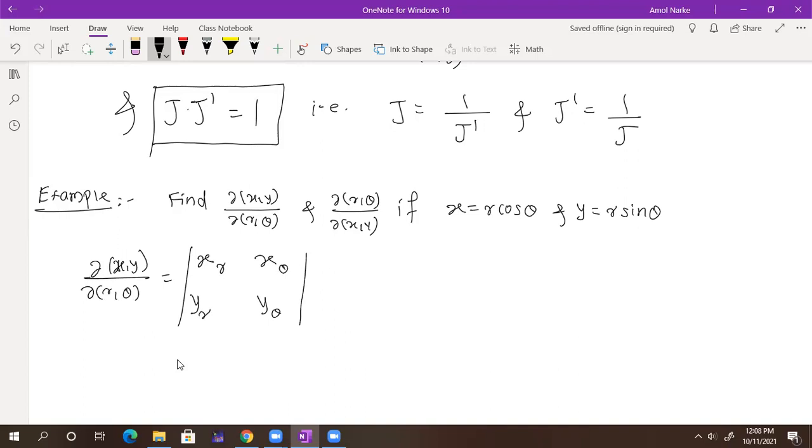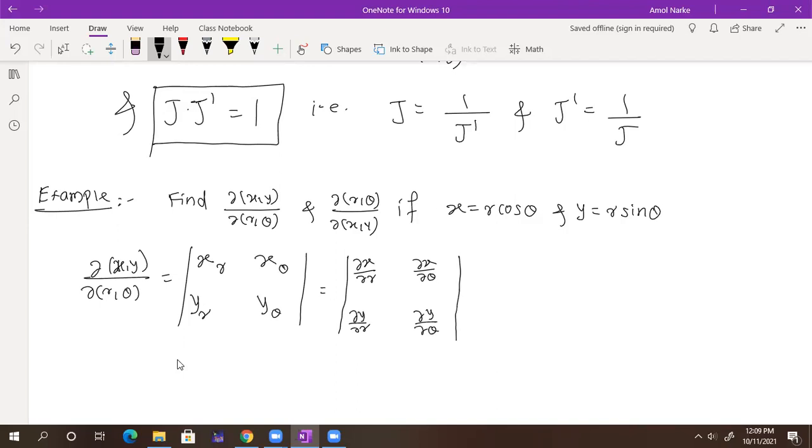Everyone knows this notation? If we have f of x comma y, then what is fx? The partial derivative of f with respect to x. That is what I did, no? Partial derivative of x with respect to r, partial derivative of x with respect to theta. For your purpose, I'm going to write it one more time: partial derivative of x with respect to r, x with respect to theta, partial derivative of y with respect to r, and y with respect to theta.